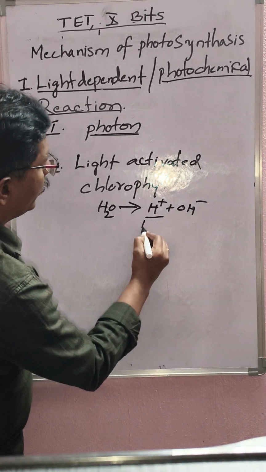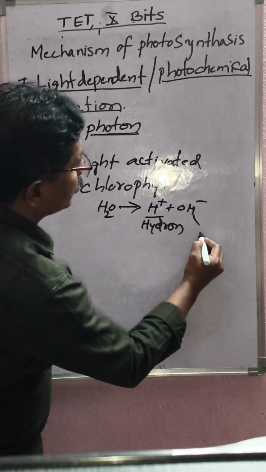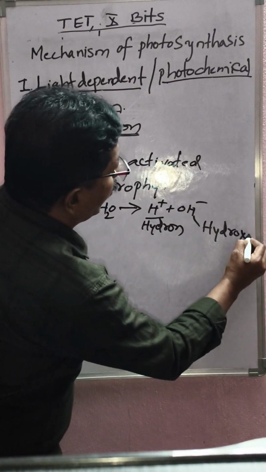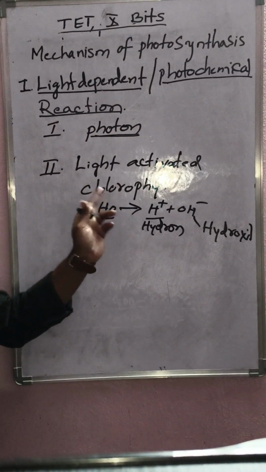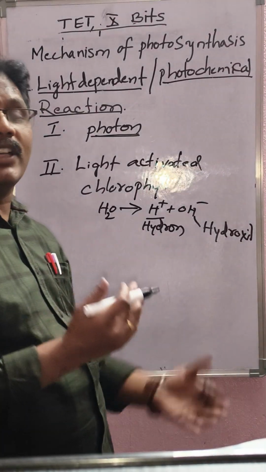H plus is hydrogen. OH minus is hydroxyl. How does the chlorophyll split the water molecule? Listen.